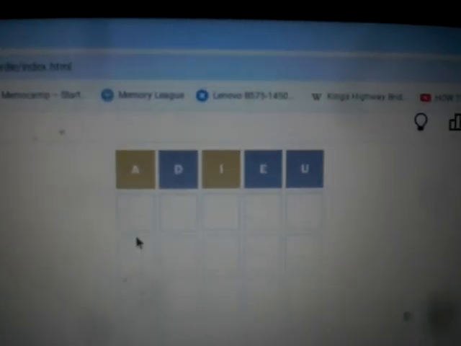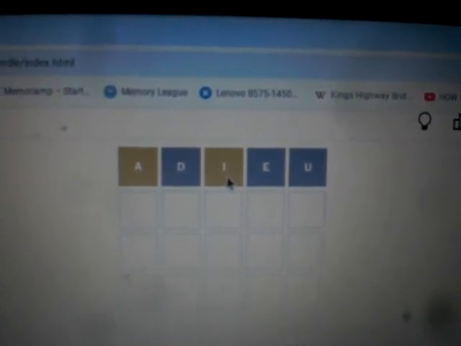So here we go. No green, but we got the tan. So the A is in the puzzle, but not in that first position. The I is in the puzzle, but not in that third position.